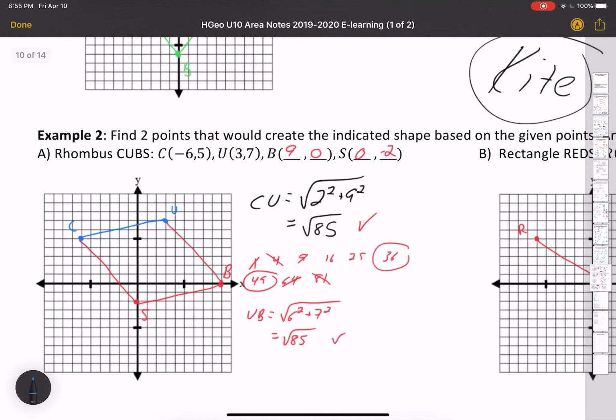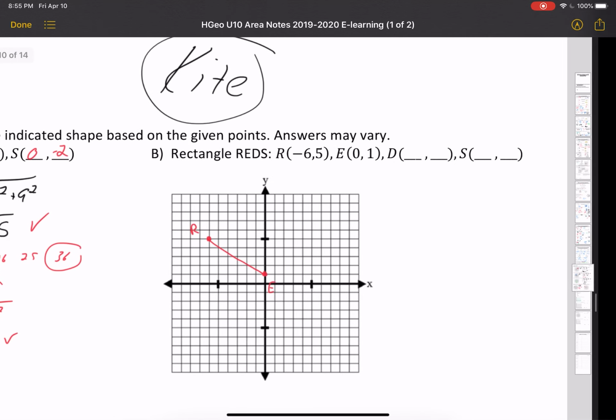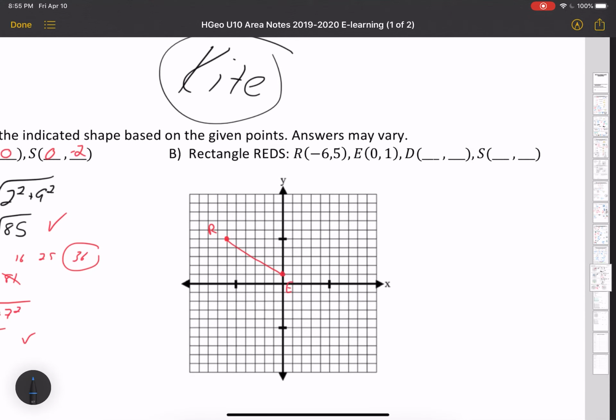Okay. For the second problem, though, with a rectangle, this one's a little bit easier. Okay, because we have a rectangle all comes down to the slope because we need perpendicular lines. So the slope of RE is down 1, 2, 3, 4 to the right 1, 2, 3, 4, 5, 6. Down 4 over 6, which simplifies to negative 2/3.